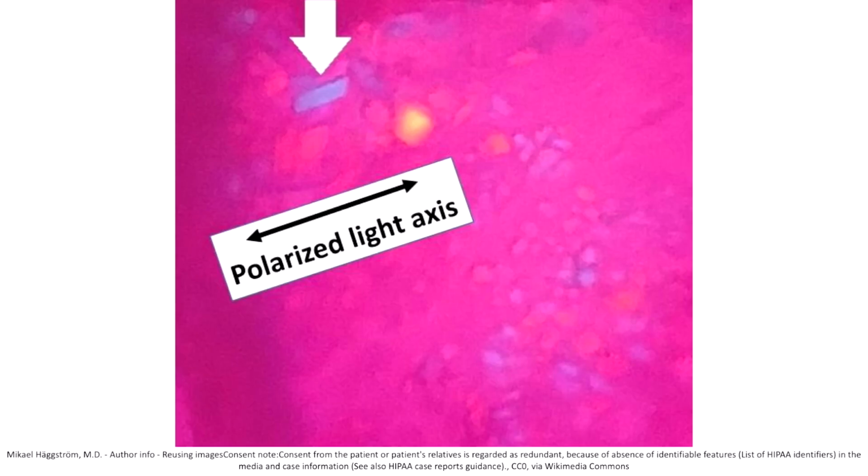This is the polarized microscopy image showing calcium pyrophosphate crystals. Please look at where the white arrow points and take notice that these are weakly positive birefringent rhomboid-shaped crystals. This is in contrast to negatively birefringent needle-shaped monosodium urate crystals seen in gout.